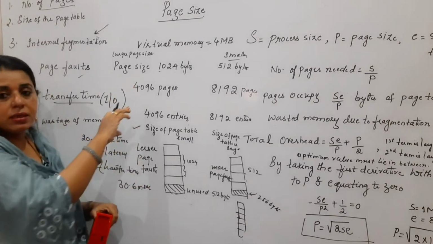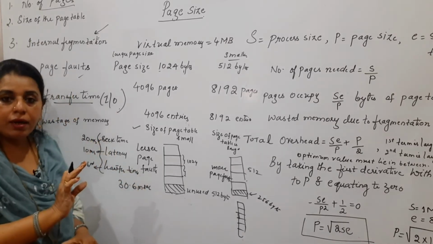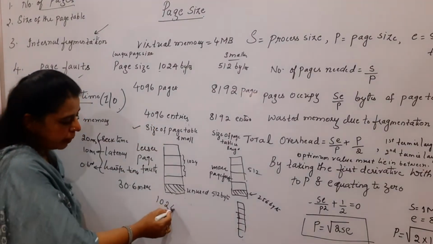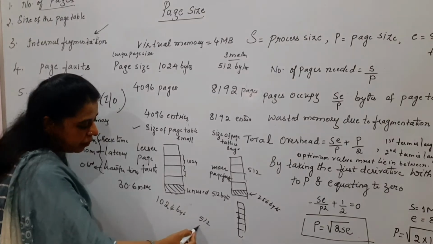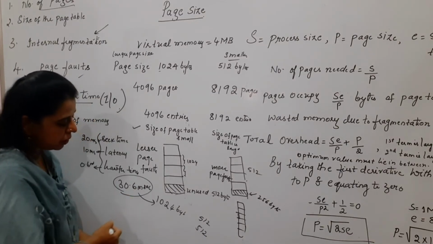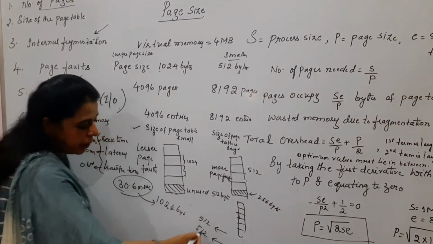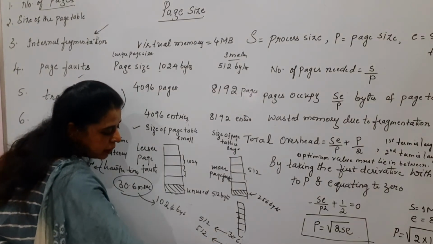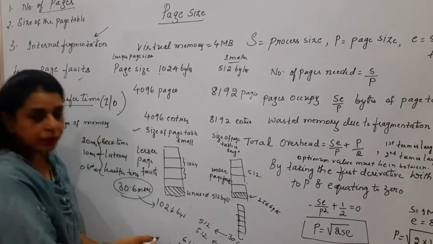If the page is larger in size, 30.6 millisecond is spent here to read that. Here I am taking 1024 bytes. Now if you take a smaller page size of 512, then this 30.6 millisecond is used to read one page. Since the page size is smaller, once again it is 30.6 for this page and 30.6 for this page. So totally it becomes 61.2. You are spending double the time.